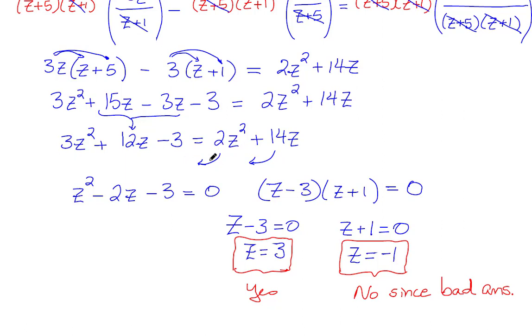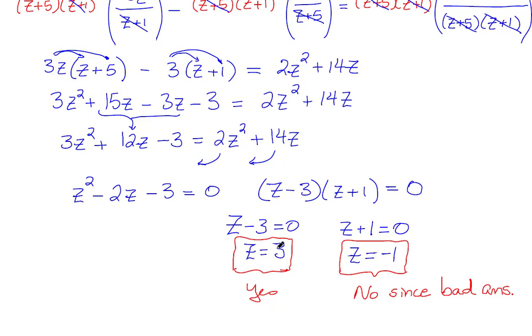I'm going to bring everything on the right to the left. 3z squared minus 2z squared, that's a 1z squared. 12z minus 14z, a minus 2z. So our whole problem has boiled down to this one item, which does factor. Let's see, z times z, z squared. A minus 3 times 1 is a minus 3. And if you look at the inside, a minus 3z, a 1z, and that does give me the minus 2z.